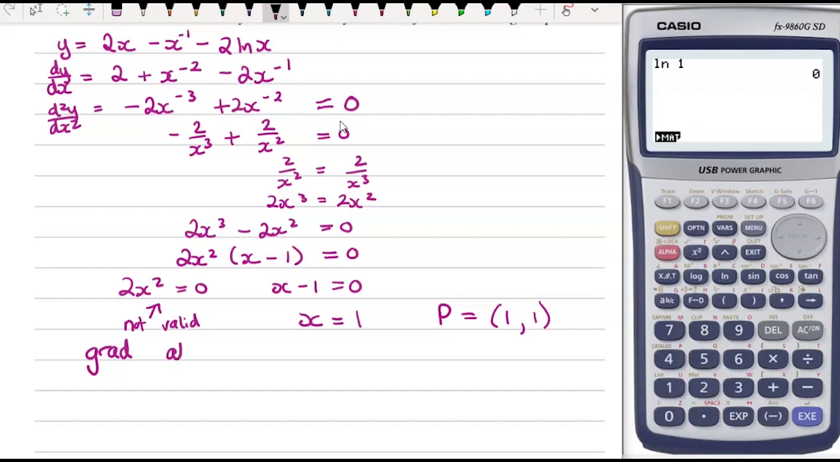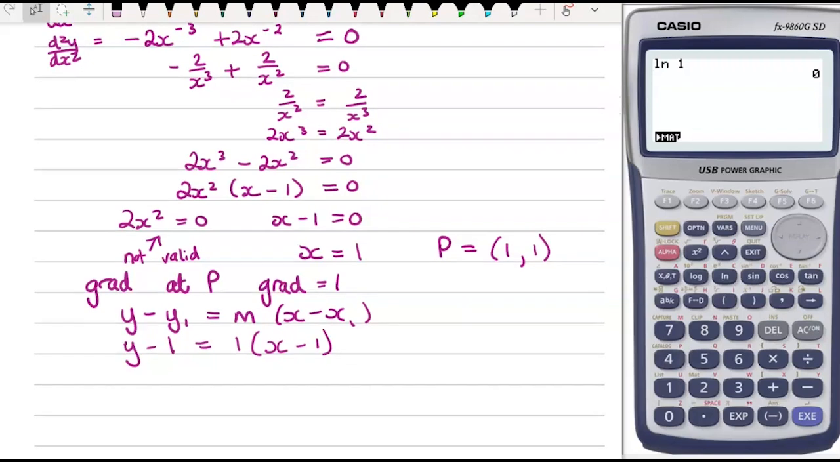Then we can find the gradient at P. So when x is 1, use this gradient equation here, we'll get 2 plus 1 minus 2. So the gradient is 1. Then we use y minus y1 equals m x minus x1. So here's our x and y points, here's the gradient, sub that in. And simplifying, we get y equals x as the equation of that tangent.